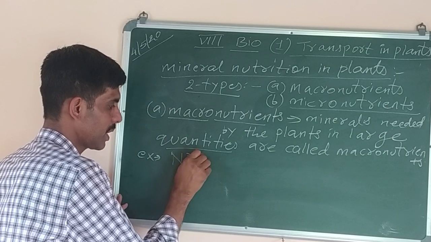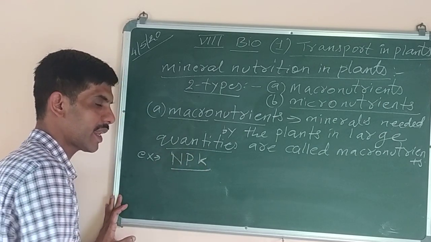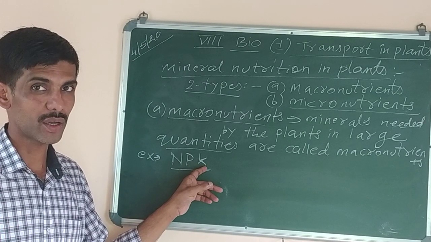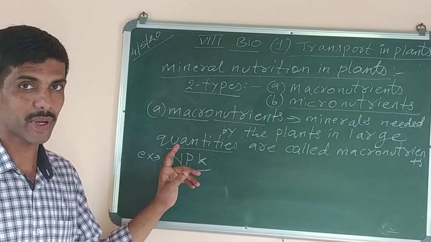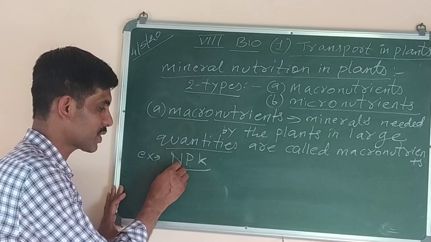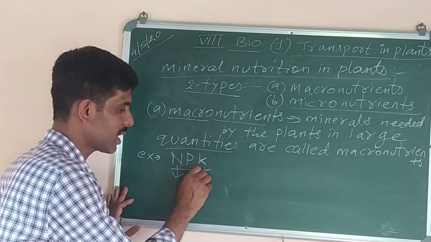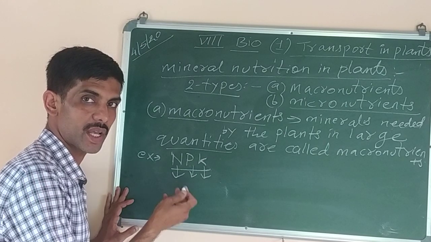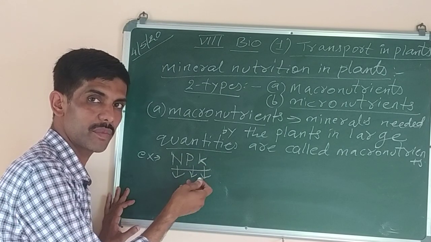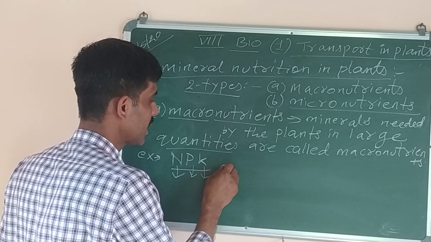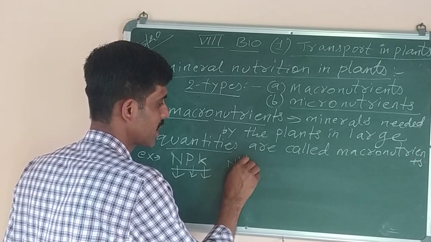NPK. It is an abbreviated form. NPK, it is the name of a fertilizer also which is given to the plants for their proper growth and development. N stands for nitrogen, P stands for phosphorus, and K is the symbol of potassium. K means kalium, that is the scientific name or the Latin name of potassium. So what are the uses of all these? One by one we will study.